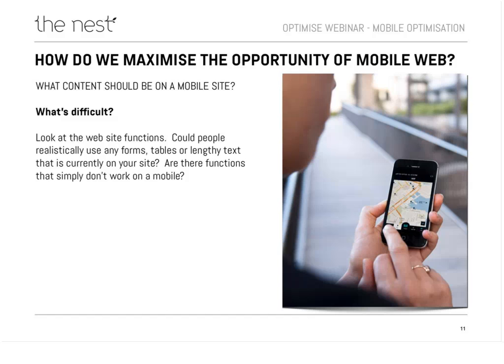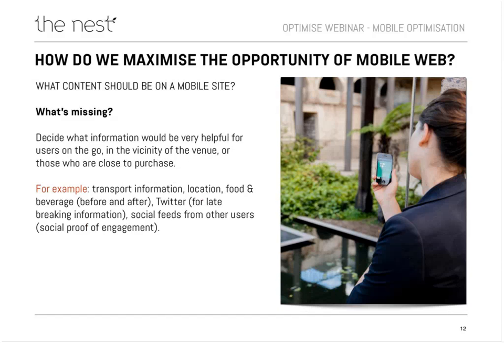Like, I can't tap a button, or a form doesn't work, because the mobile browser works quite differently from the desktop browser. So really the stage here is to look at what actually breaks when you access the site on a mobile. I guess the most important question out of the three is what's missing.